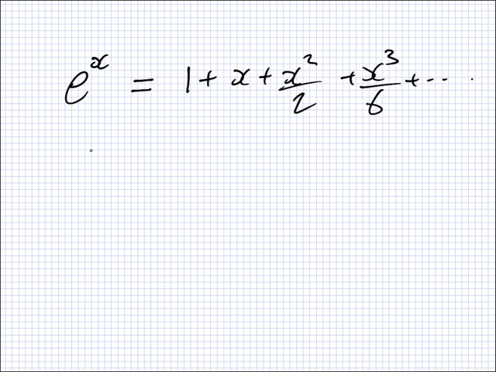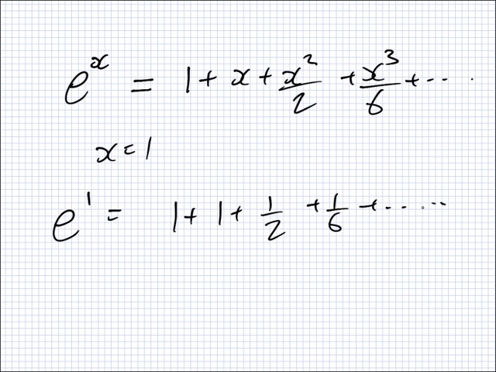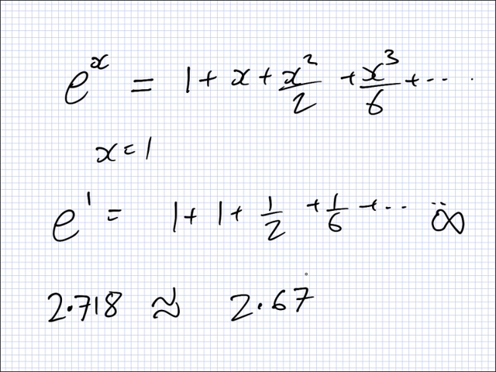For example, if you say x is 1, then e power 1 equals 1 plus 1 plus 1 over 2 plus 1 over 6, etc. Now, of course, we can't go to infinity. So roughly, this is 2.718. And if you add these together on your calculator, what do you get? 2.5 plus that, so 2.67. It's roughly right.